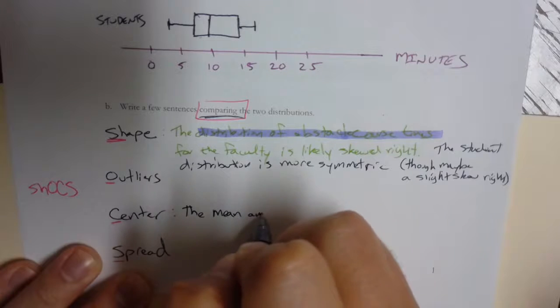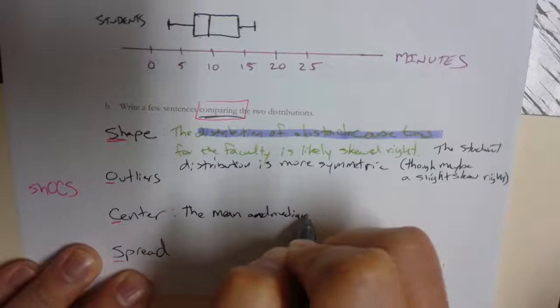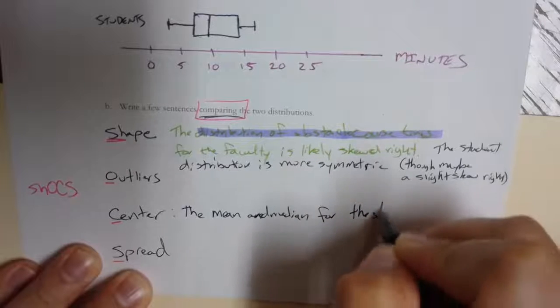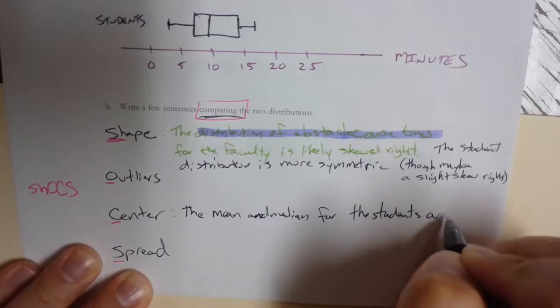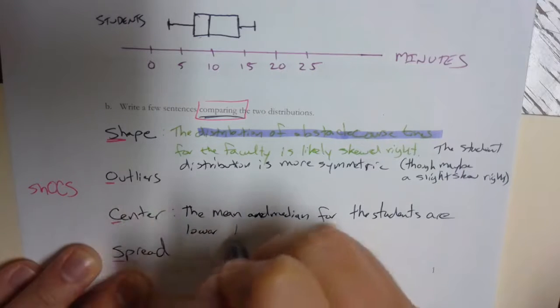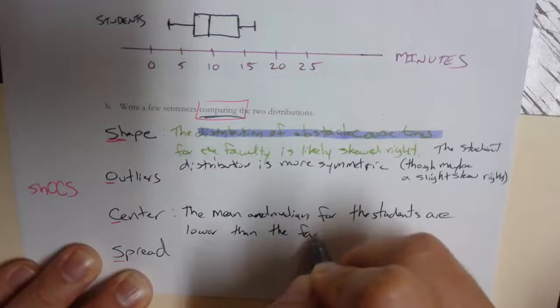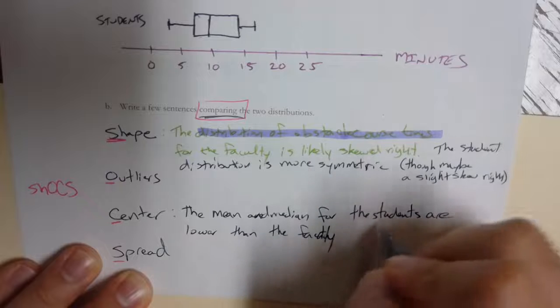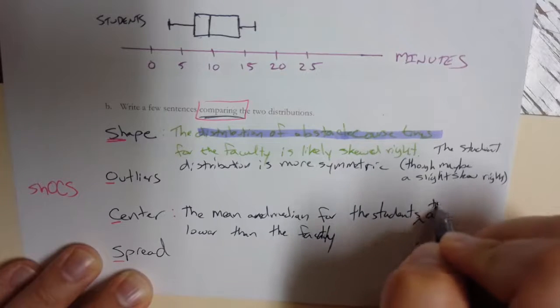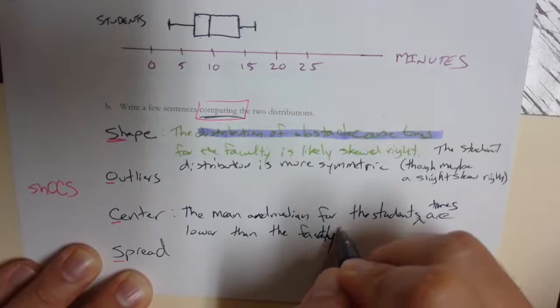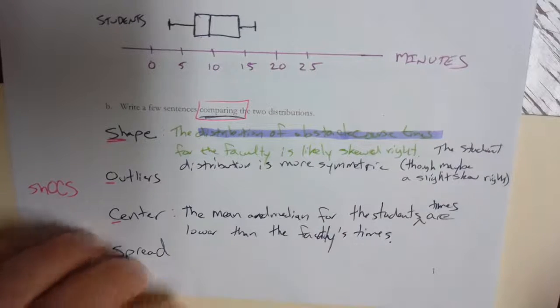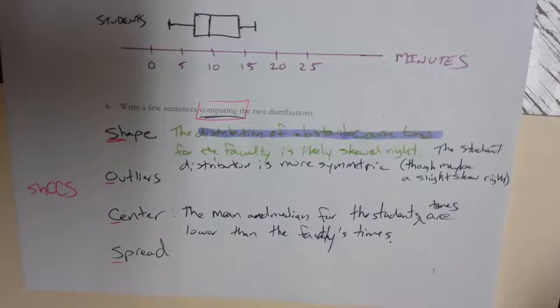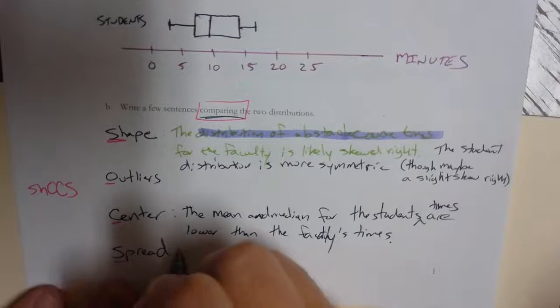The mean and median for the students' times are lower than the faculty's times. Again, just a quick way to get the context back in. Sometimes students like to put the specific number, and that's perfectly great. If you'd like to add the value, since it's real easy to do, you can do that, and it works great here. For spread, I'll do one with the numbers here.